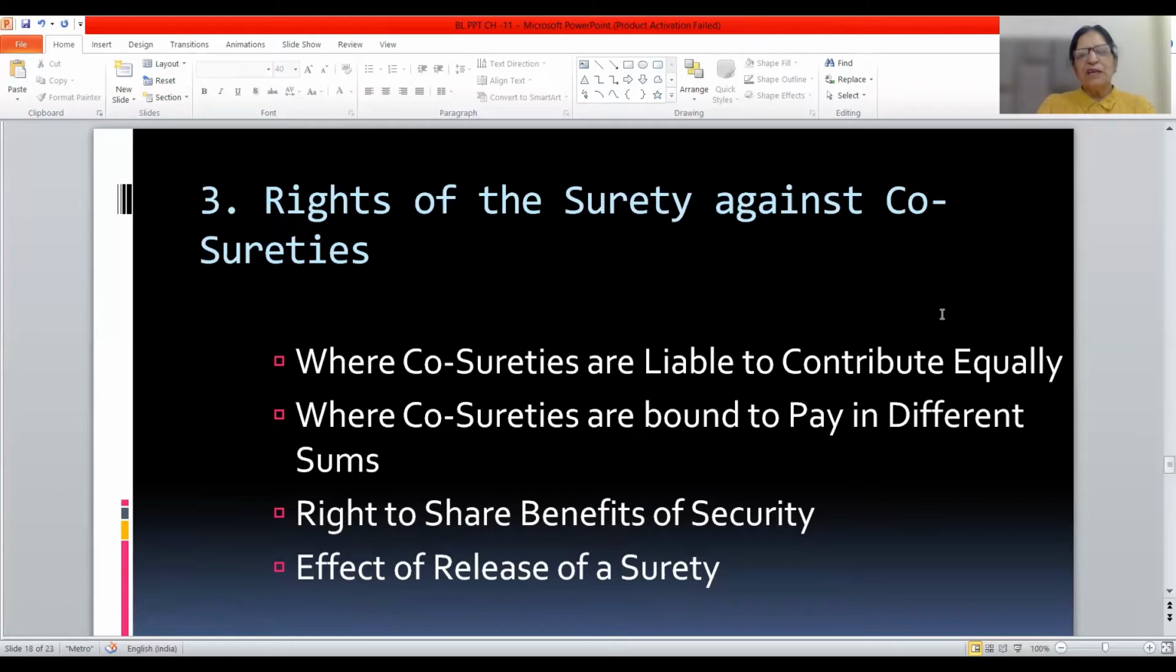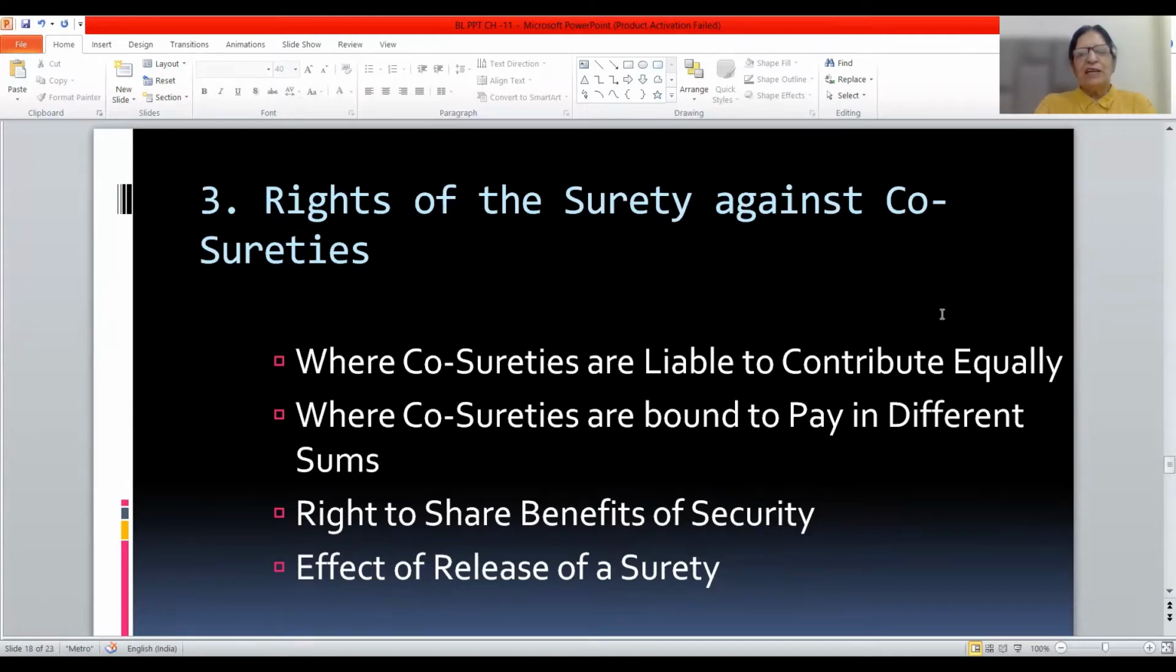Okay, where co-sureties are bound to pay in different sums. Now say X, Y, and Z. X has given the guarantee for 4,000, and Y has given the guarantee for 3,000, and Z has given the guarantee for 2,000. So it means X's maximum limit is 4,000, Y's maximum limit is 3,000, and Z's maximum limit is 2,000. Then in that case, whatever is the amount of default, each co-surety will be liable to contribute equally, subject to the maximum limit which has been specified by him.